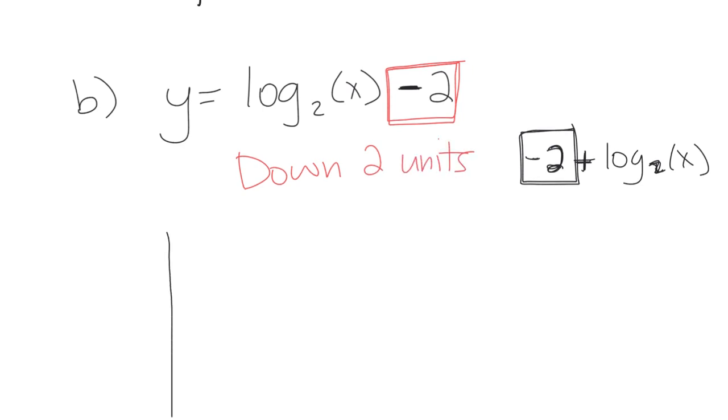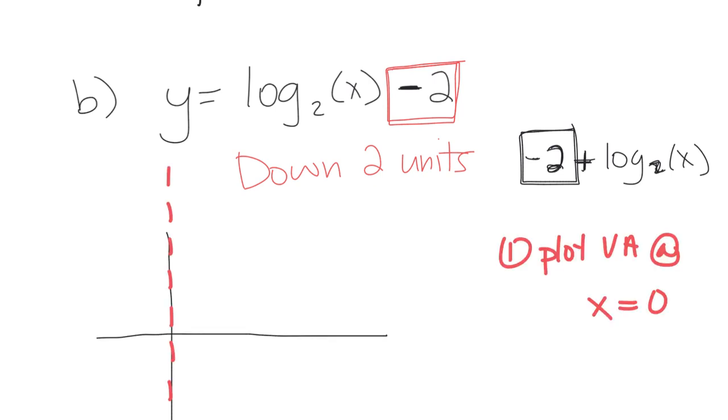So if we have your axes on here, there's your axis, right? First we plot your vertical asymptote, just like that. Okay, that's pretty standard. Without any left or right shifting, you have a vertical asymptote through x equals 0. Okay, and now we're going to plot your x-intercept.